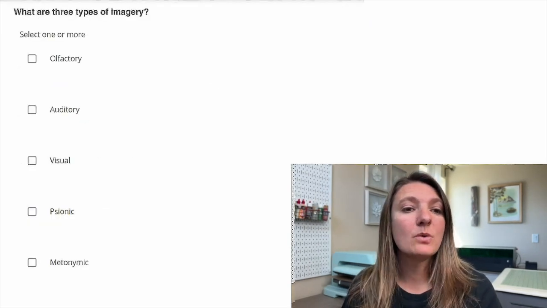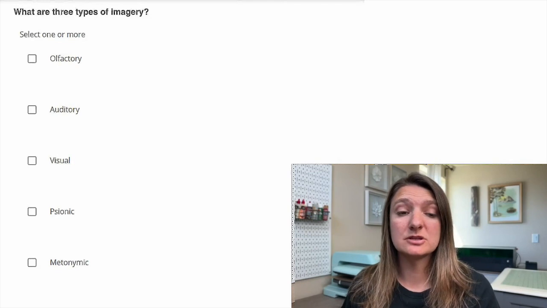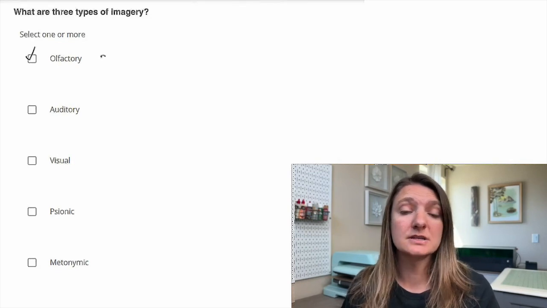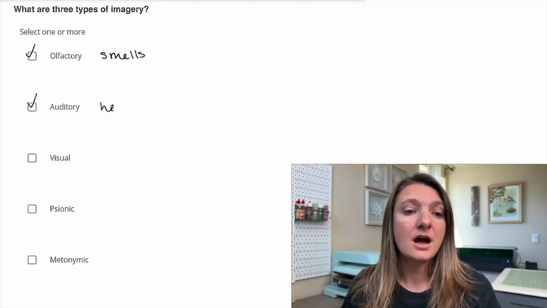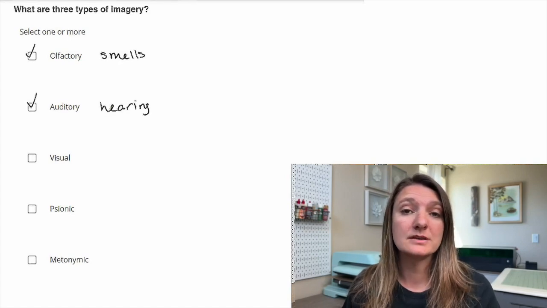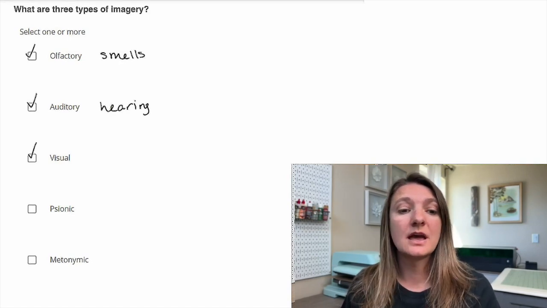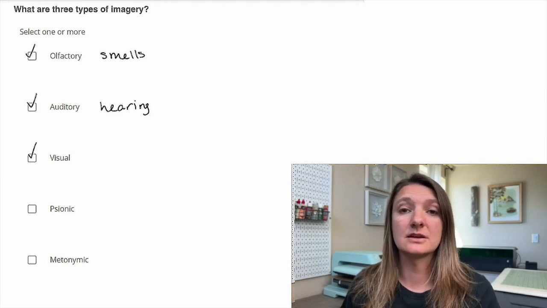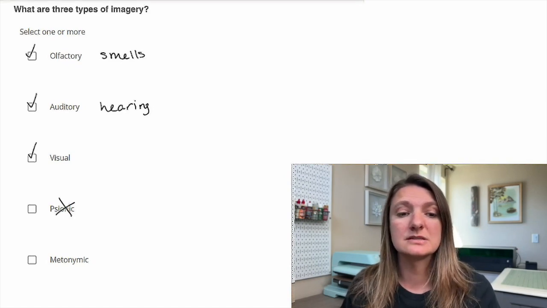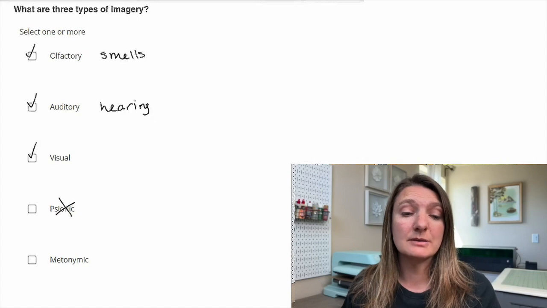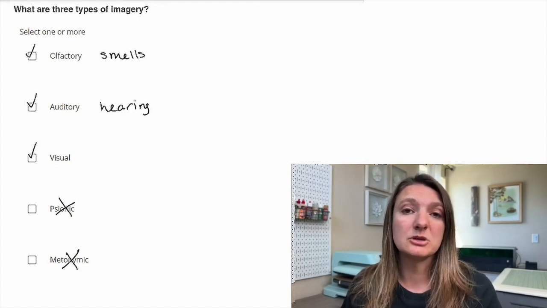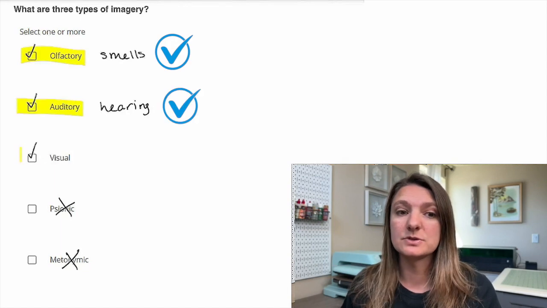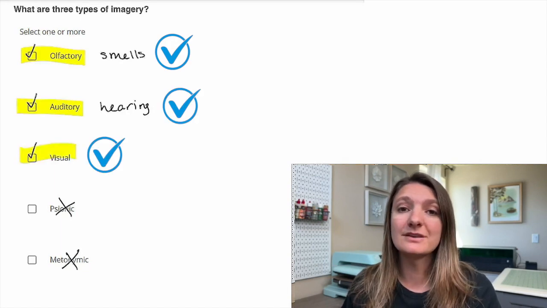Question 2, what are 3 types of imagery? So we have to select 3. Olfactory is one of them. That is describing smells, or anything to do with our olfactory system. Auditory is where we are describing what the character hears. And visual is describing the images that the character should be seeing, or that you should be visualizing in your head. Psionic is describing psychic abilities, and metonymic is going to be a figure of speech. So those aren't imagery. We are left with olfactory, auditory, and visual.